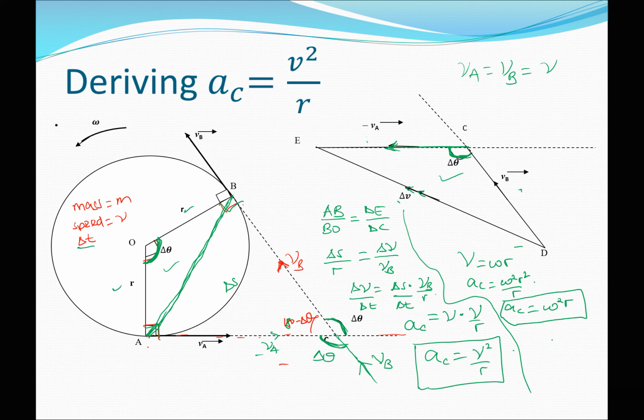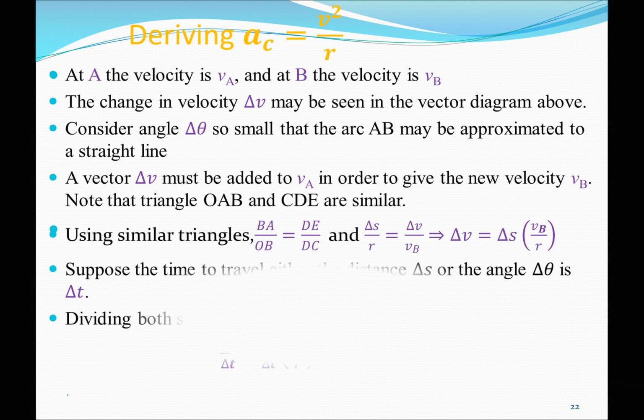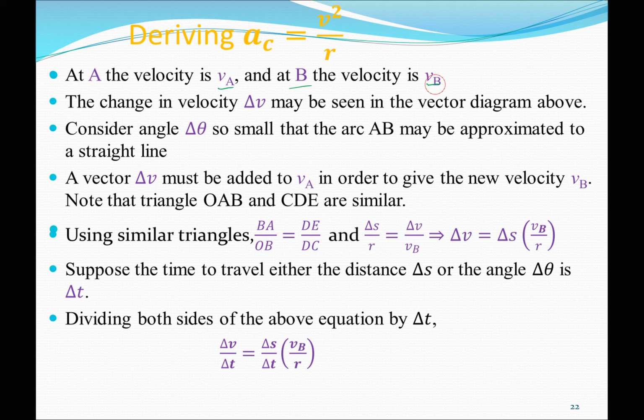Also, we shall see that from Newton's second law, force is equal to mass times acceleration. So it means centripetal force is mass times centripetal acceleration. So we should be able to arrive at an expression for the centripetal force. Okay, so we have been trying to derive the centripetal acceleration. I have already explained all this. At A, the velocity is VA. At B, the velocity is VB. The change in velocity may be seen as a vector diagram that I have shown.